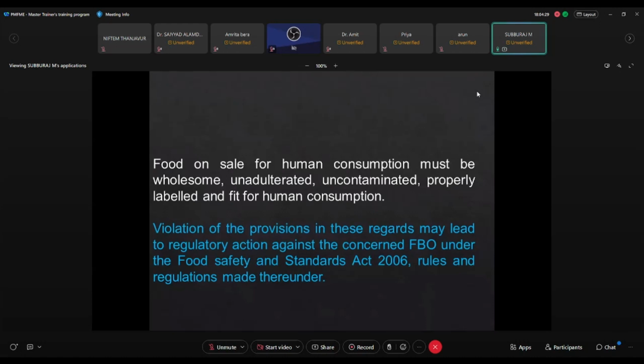If anybody is giving substandard food, if anybody is giving unsafe food, if anybody is giving misbranded food, then you will be punished under the act. Very clearly told. The regulation is very perfect. But let us see the current scenario.